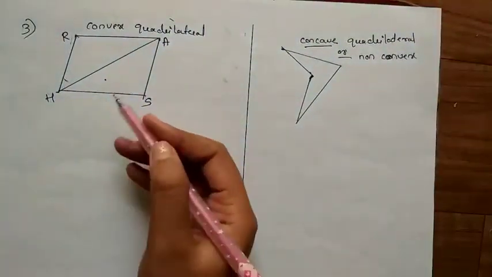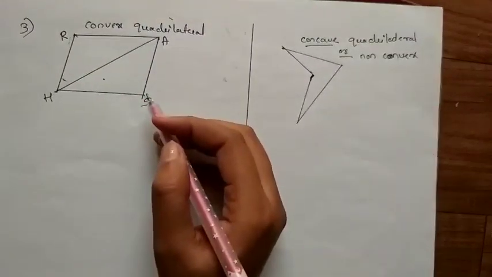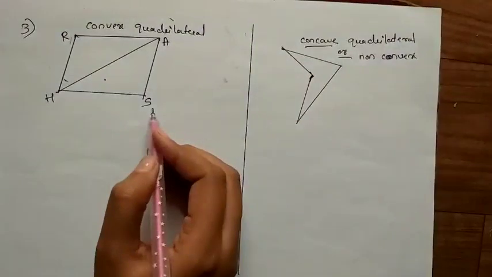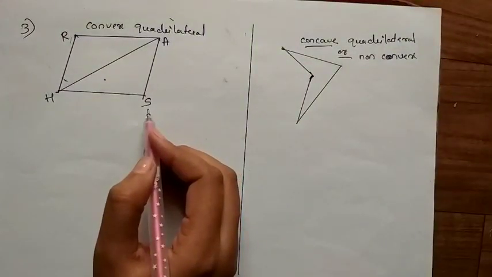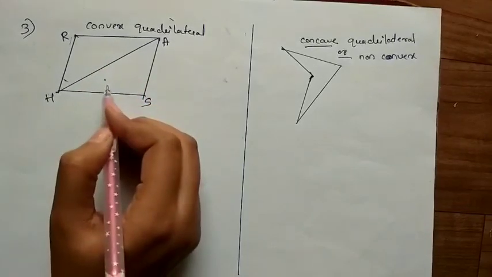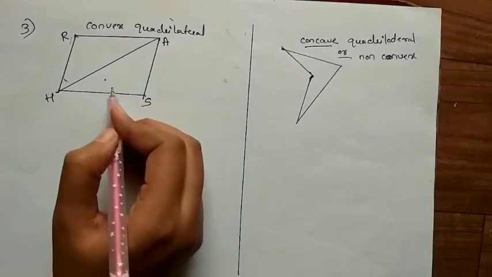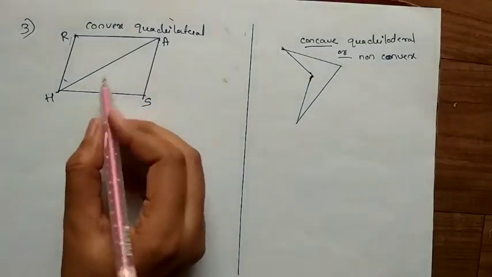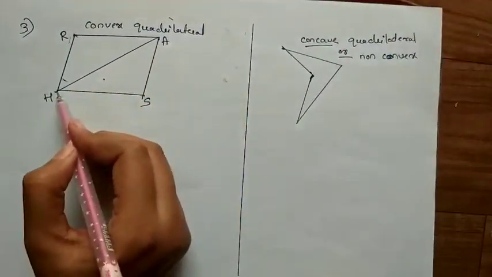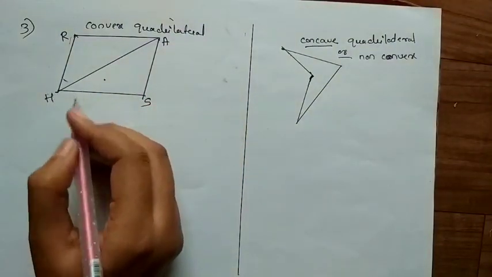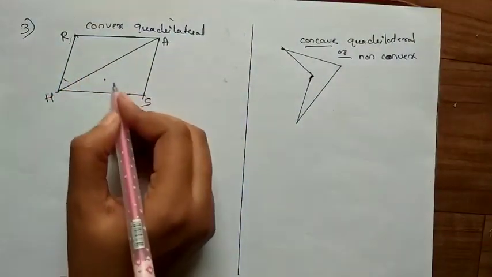So this is a diagonal. First step is we have to construct the diagonal A to H, or R to S. But we have to construct only one diagonal. When we construct a diagonal, the quadrilateral is divided into two triangles. The triangle names are RAH and ASH. So here we have two triangles.